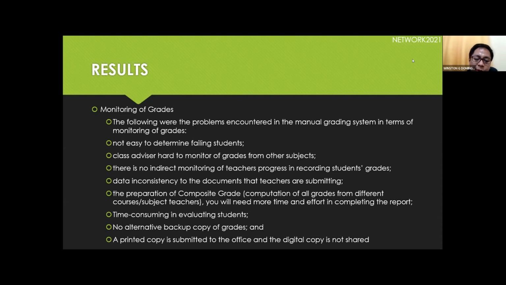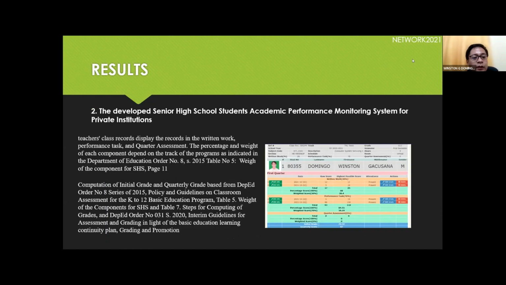Time-consuming in evaluating students, and there is no alternative backup copy of the grades, and a printed copy is submitted to the office and the digital copy is not shared. Okay, so here's the developed system: the developed senior high school student academic performance monitoring system for private institutions.